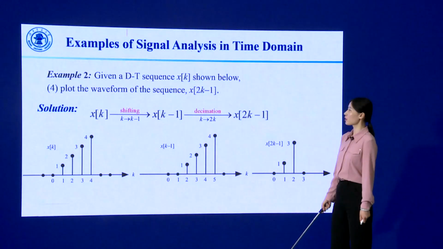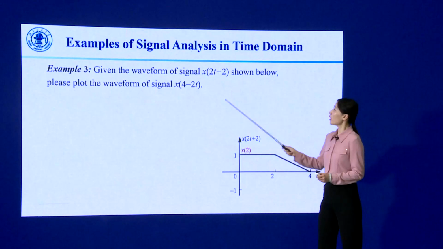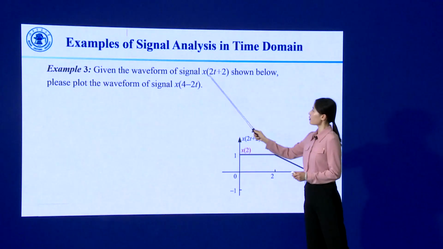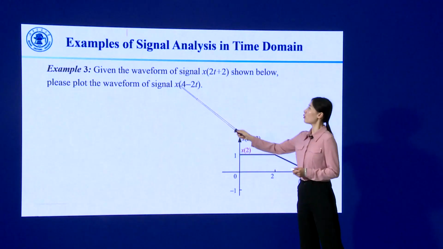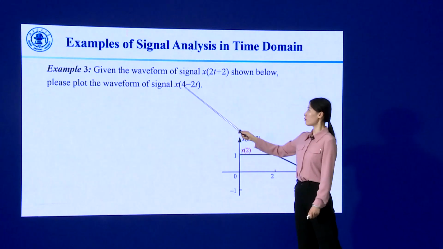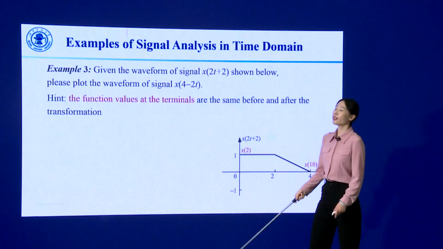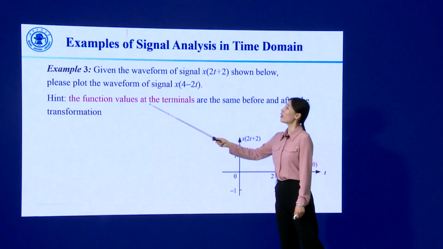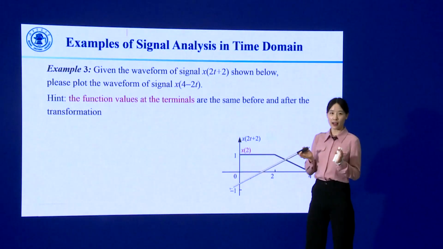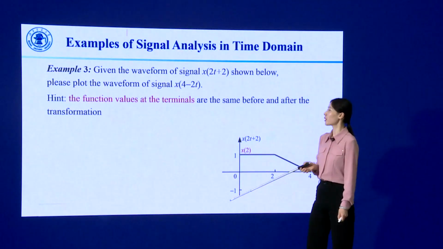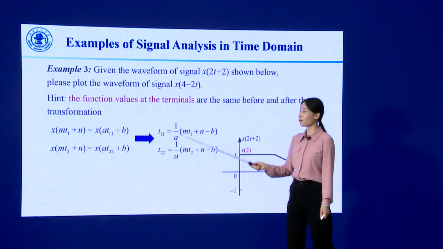Here is another example. Given the waveform of a signal, you should plot the waveform of signal of x of 4 minus 2 times t. We can use the fact that the function values at the terminals are the same before and after the transformation. Here is the expression formula.